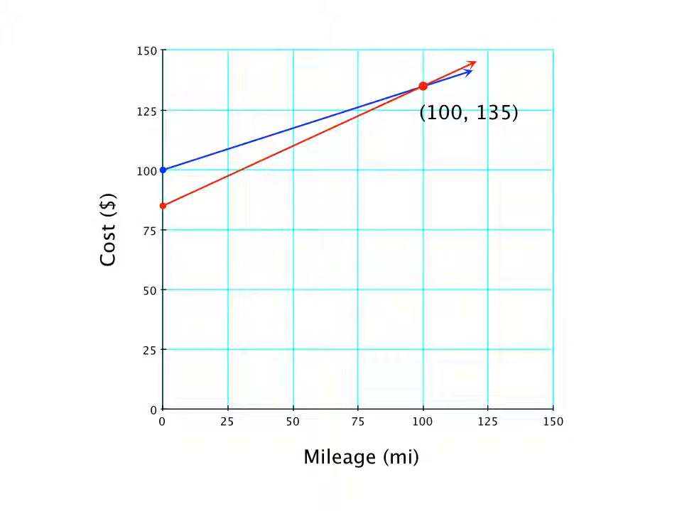We graph both situations, and we see that they both meet at the ordered pair 100, 135. 100 is the mileage, and 135 is how much the plans will both cost at 100 miles. We can see very quickly from the red line, which is the bottom line, that the plan that has 50 cents per mile will eventually become more expensive after 100 miles has been traveled.